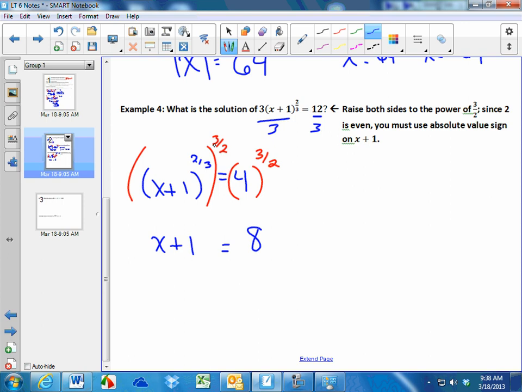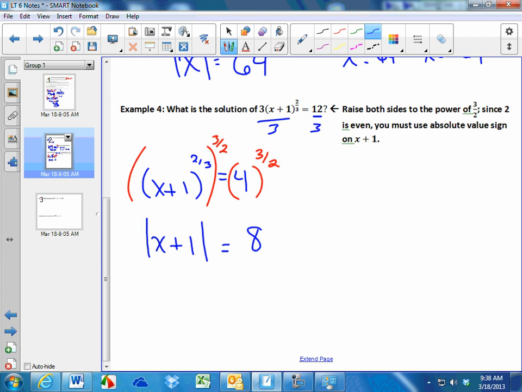But we said one of those two numbers is even, so we need absolute values. The whole radicand, the whole base, x plus 1, needs the absolute values. So you put your absolute values around the x plus 1. And this just turned into what kind of question? An absolute value, case 1, case 2.